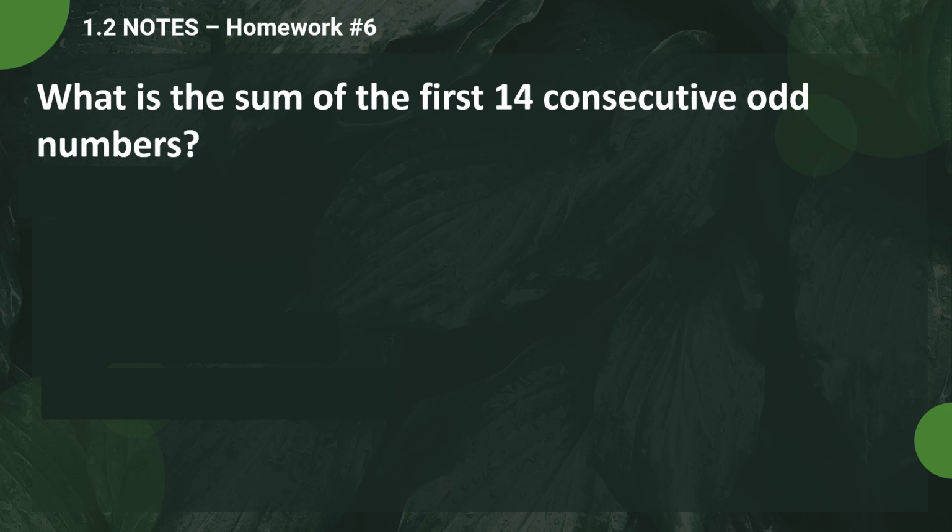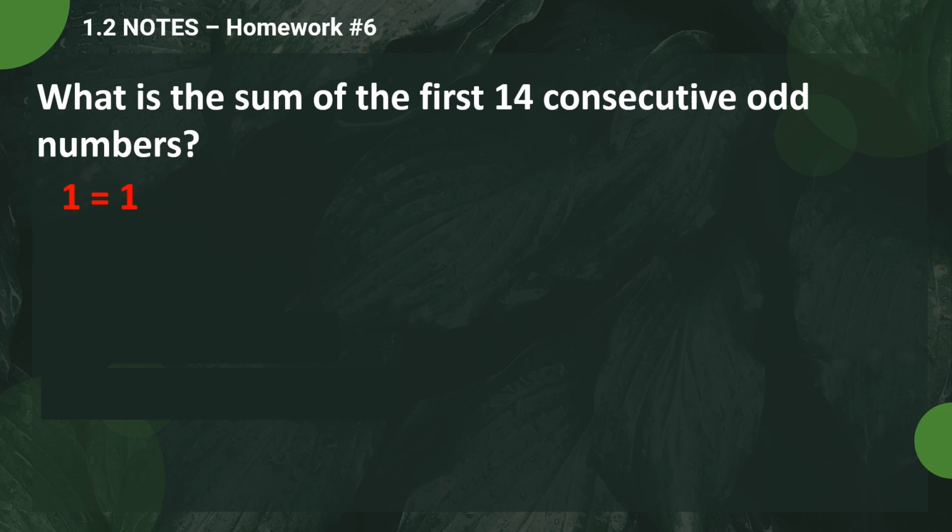All right, first of all, let's come up with some terminology here. Consecutive means in order. So consecutive is one right behind the other. Odd numbers are 1, 3, 5, 7, 9. So they're looking at the first 14 consecutive. So 1, 3, 5, 7, 9, 11, all the way until you get 14 of them. So let's take a look at that. We're looking at the sum of the first 14.